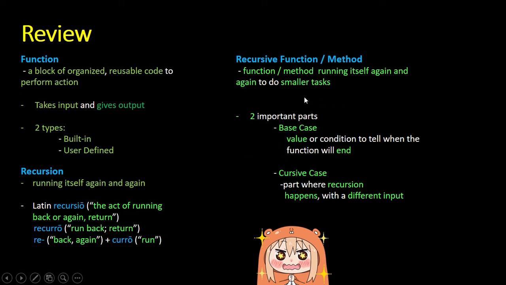So we have a recursive function or method. Again, a function or method running itself. It is the function or method that is running itself again and again to do smaller tasks. So there are two important parts: the base case, the value or condition that tells when the function will end, and the recursive case, the part where the recursion happens with a different input.